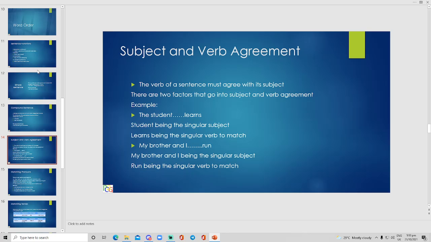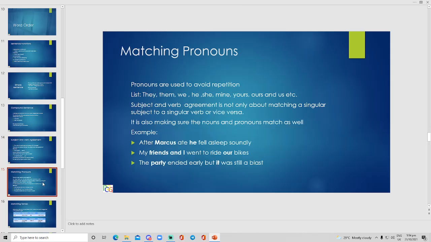Good. So, my next example, my brother and I run. Because my brother and I is more than one. Even though brother is singular and I is singular, you add them together, that will become a plural subject, meaning I have a plural verb. So my brother and I, that's supposed to be a plural subject, and run being plural to match, plural verb to match. I'll fix that before I post the slides. Actually, I'll fix it right after.